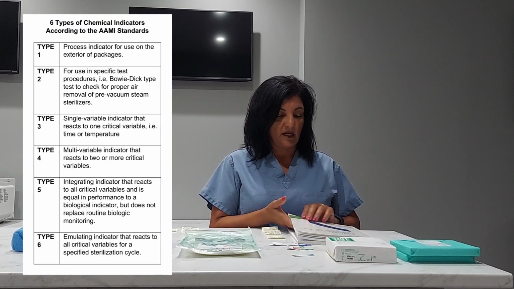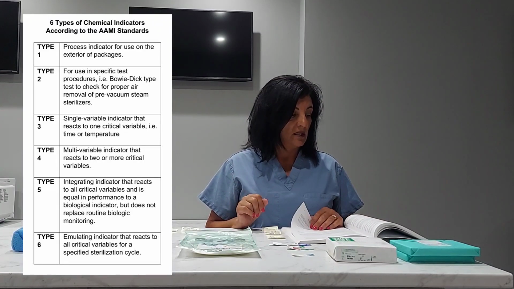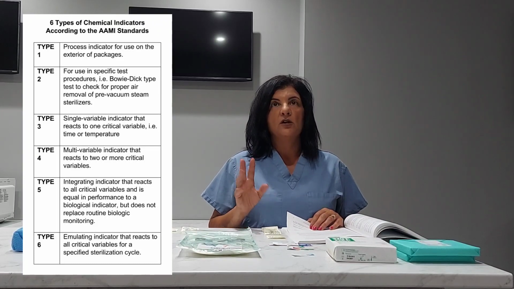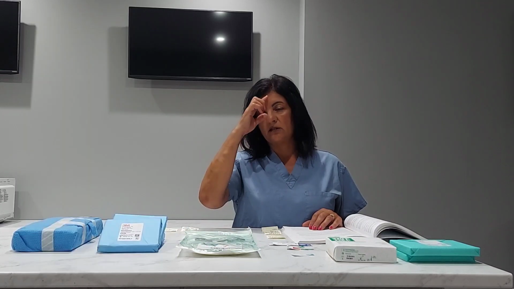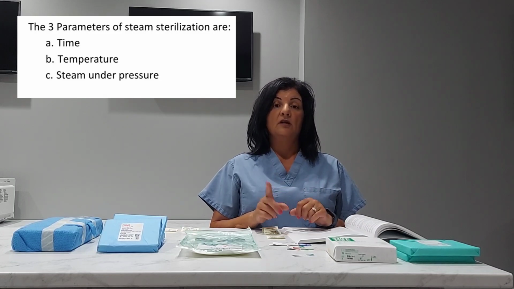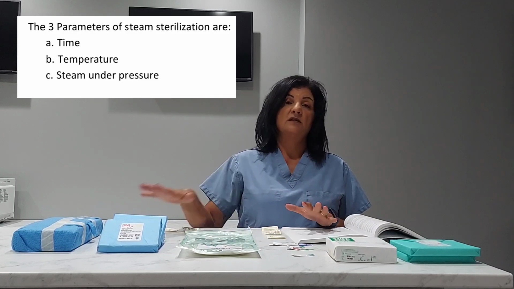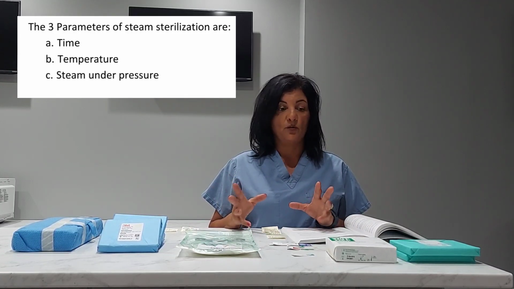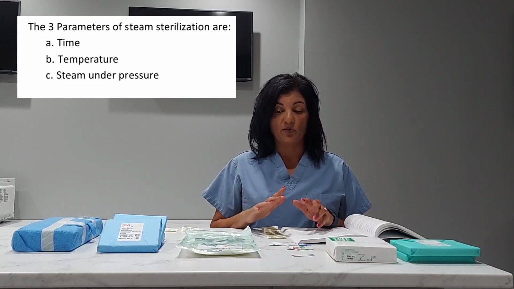So with that said, the first thing I want to go over is there are 6 integrating indicator types, variable indicators. I'm going to focus mostly on steam products today. There are 3 parameters to steam sterilization: time, temperature, steam under pressure. So these indicators are reacting to 1, 2, or all 3 of those parameters: time, temperature, steam under pressure.